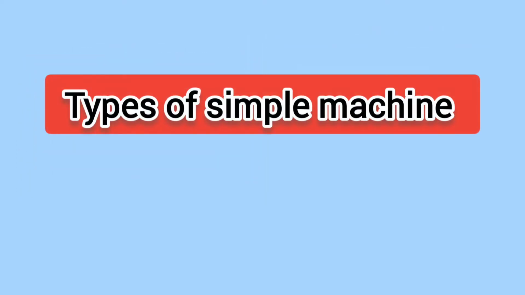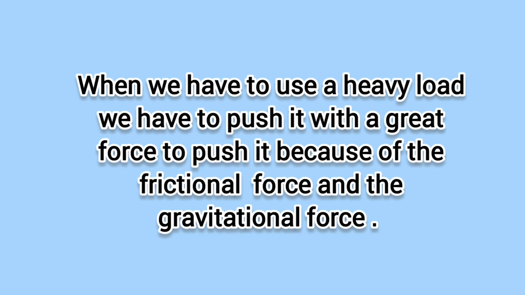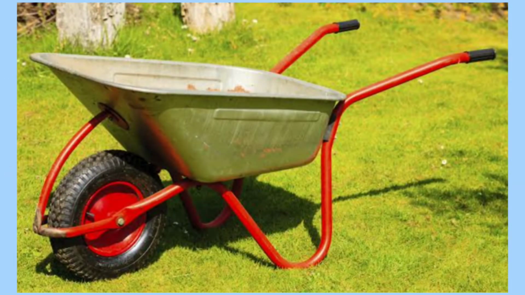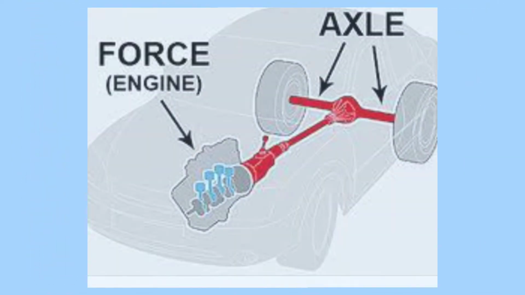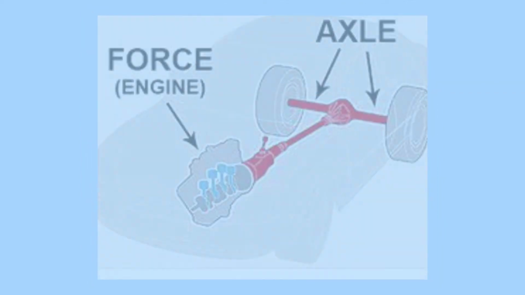Types of simple machines. Wheel and axle. When we have to move a heavy load, we have to use a great force to push it because of frictional force and the gravitational force. Then the wheel and axle simple machine is used. In this simple machine, a wheel is locked to a central axis and they rotate each other when a force is applied on either one of them.